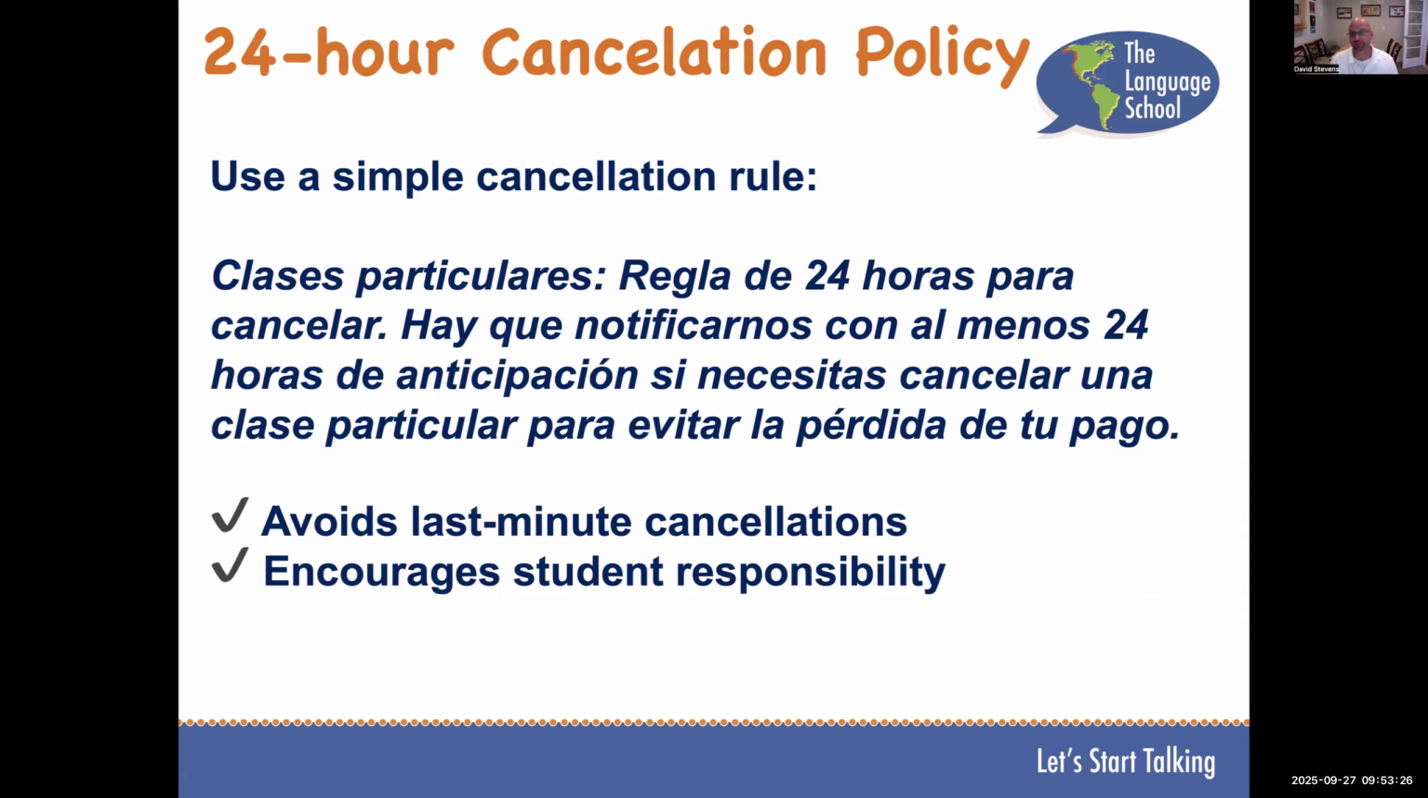Another important thing, if you're giving private lessons, is to have a 24-hour cancellation policy in place. So the one I use is worded just like this. You can send it to them in a text message. I always make sure to have the conversation with them too during the introductory class, but it basically says that we've got a 24-hour cancellation policy, so you have to let me know at least 24 hours in advance, otherwise you're going to lose the money and the credit for that class. So this will help you to avoid last-minute cancellations and encourages student responsibility.